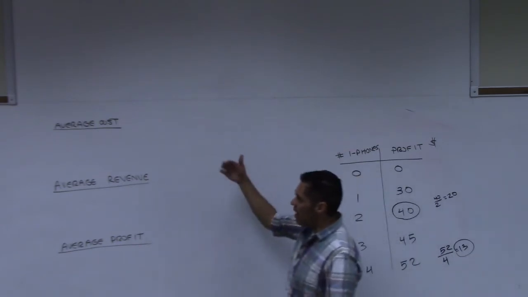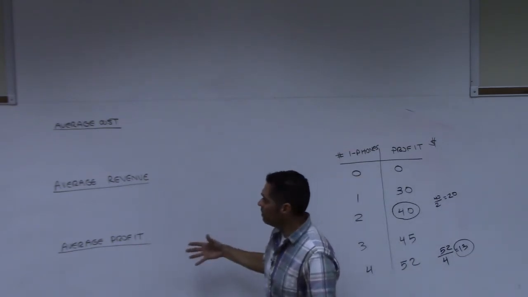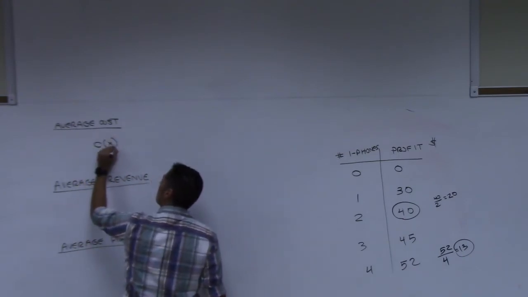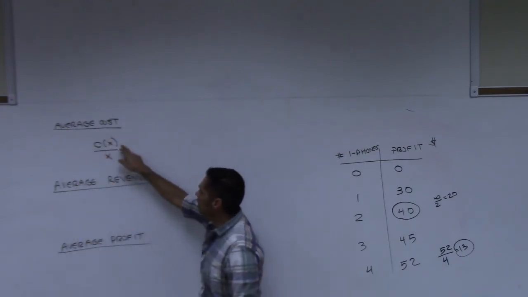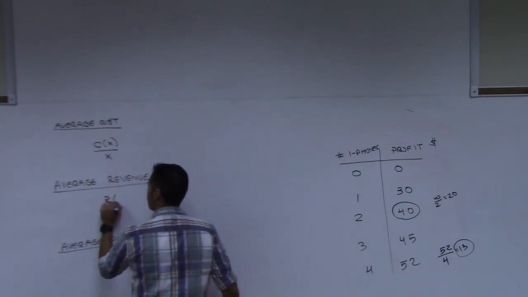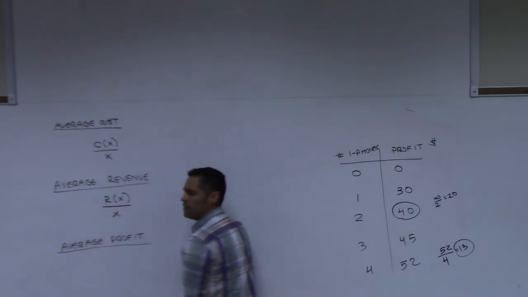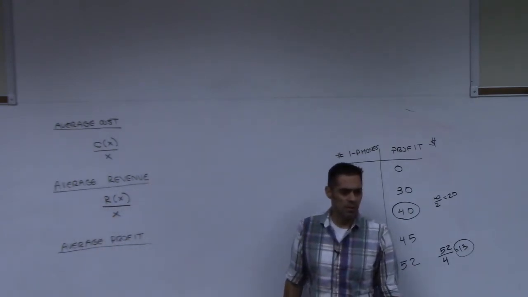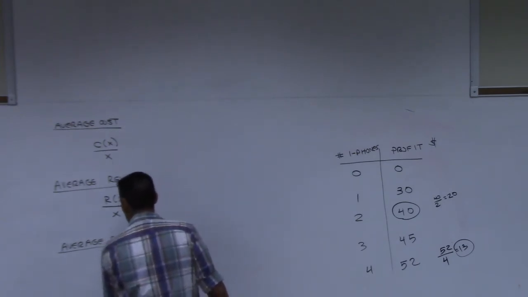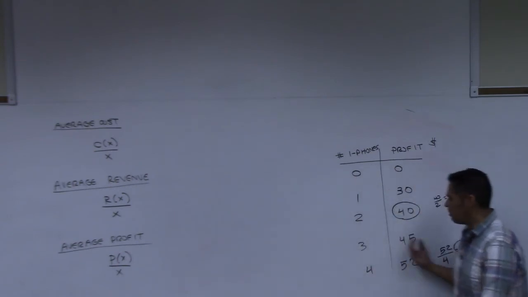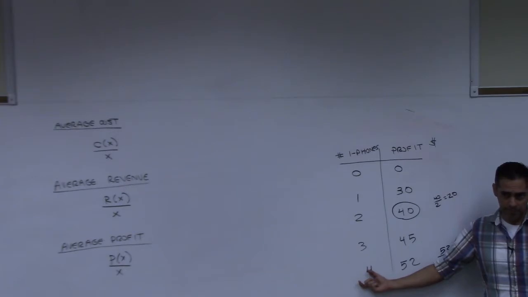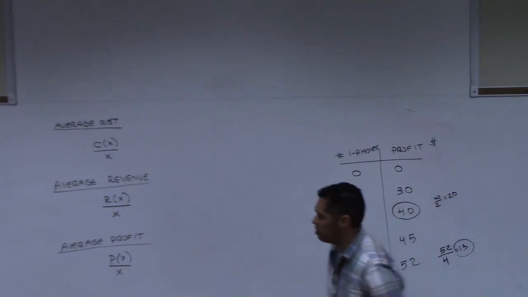So average cost, average revenue, average profit, the way you calculate these is as follows. You take the cost function and you divide it by X. That's how many units you made. For the average revenue, you take your revenue function and you divide it by the number of units you sold. For profit, same thing. You take your profit function and divide it by the number of units you sold. That's kind of what I was doing here. Take the profit, divide it by the number of units I sold. With me?